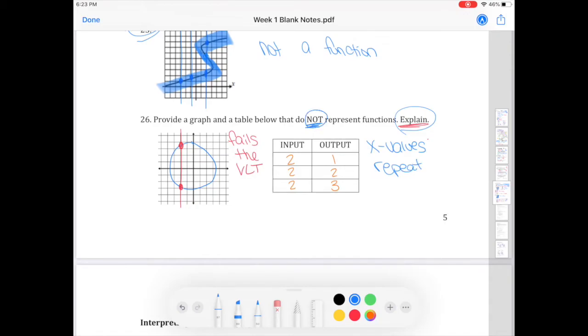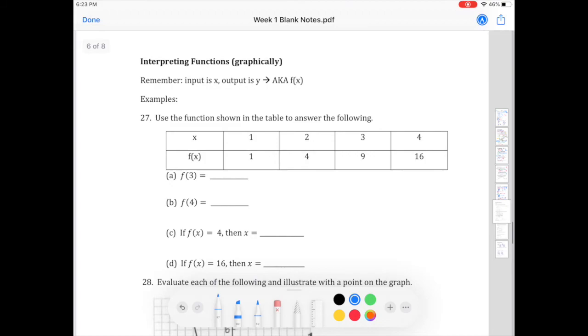Okay, so my explanation for that would be x values repeat. Remember, that is bad, so that makes it not a function.